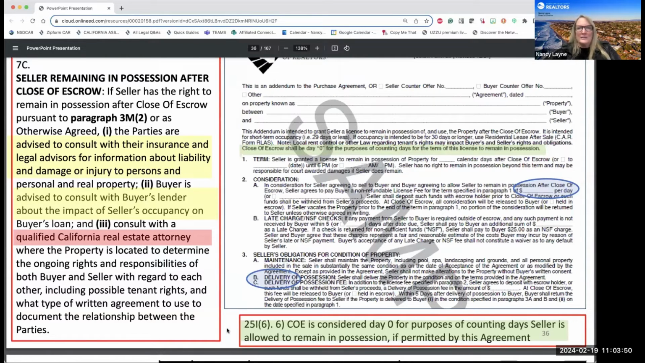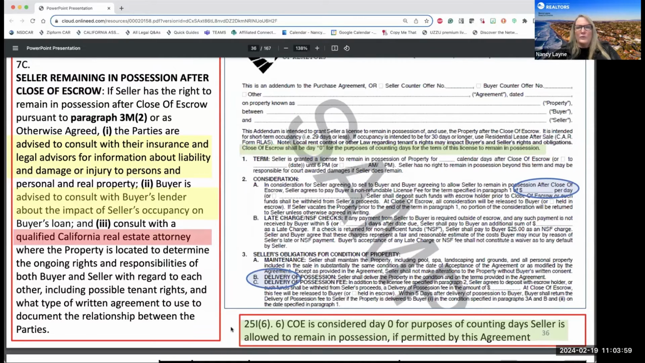99% of the time, there isn't a problem. So it doesn't need to be a big crazy thing, but you do want to clarify for your sellers, and for your buyers, that this does create a landlord-tenant situation.